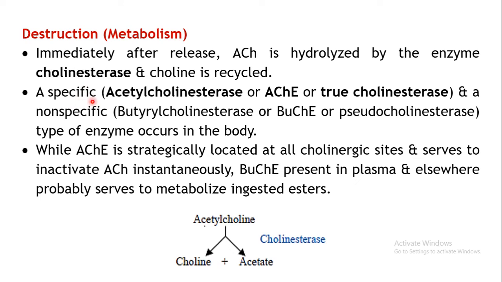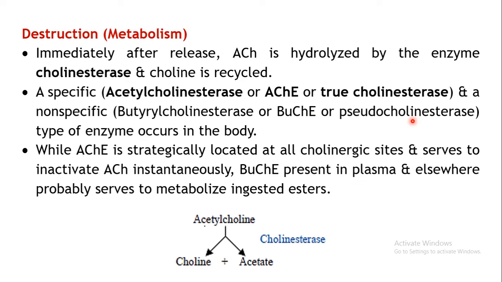There is one enzyme which is specific for the metabolism of only acetylcholine, and that enzyme is known as acetylcholinesterase, or AChE, where ACH is the abbreviation for acetylcholine and E for esterase. It is also known as true cholinesterase. So this is a specific enzyme for metabolism of acetylcholine, whereas there is one more type of enzyme which is a non-specific one, and it is known as butyryl cholinesterase, or BuChE, or it is also known as pseudocholinesterase.